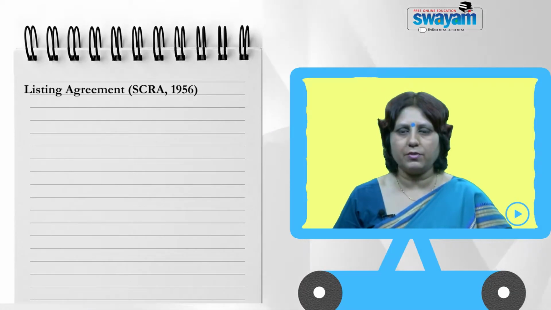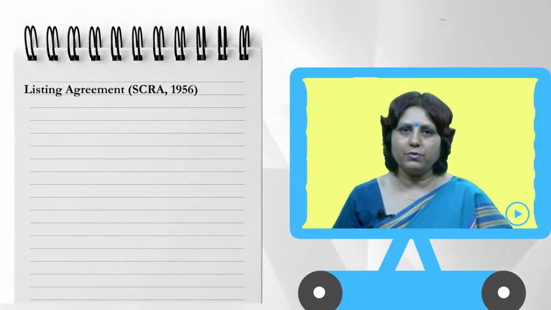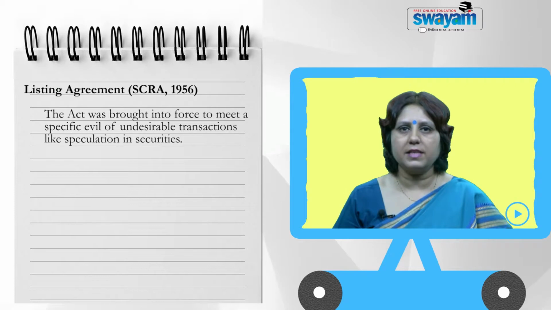So let us now understand the purpose of the Securities Contracts Regulation Act of 1956. The act was brought into force to meet a specific evil of undesirable transactions like speculation in securities.